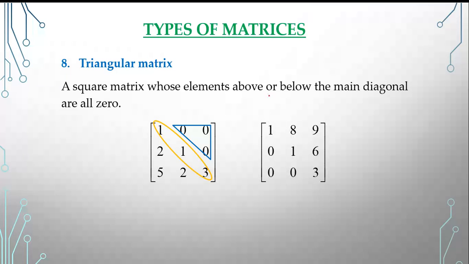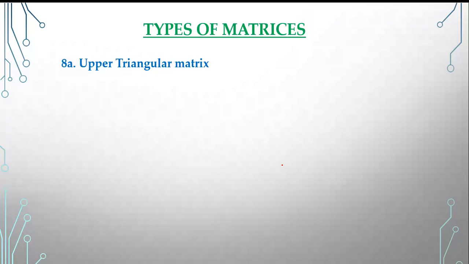Similarly, if we have this type of matrix and here this is our diagonal, we can see that the elements below the diagonal are all 0. So this is a triangular matrix, right? What is the triangular matrix? Next is the upper triangular. In a triangular matrix, we have two types of matrix: upper triangular matrix and the lower triangular matrix.